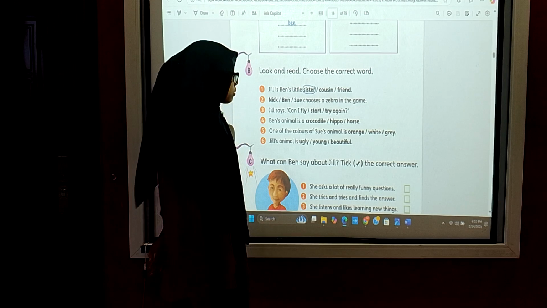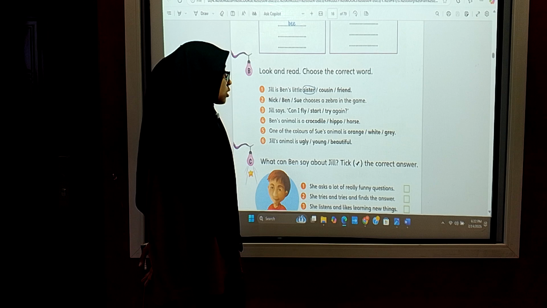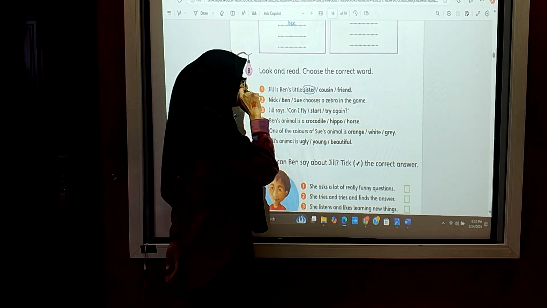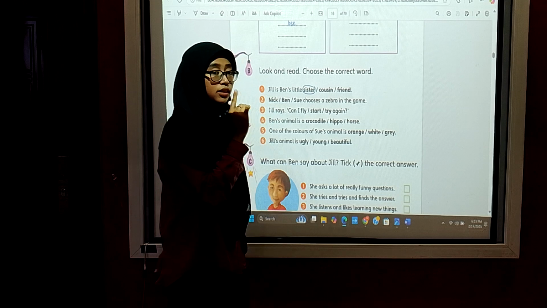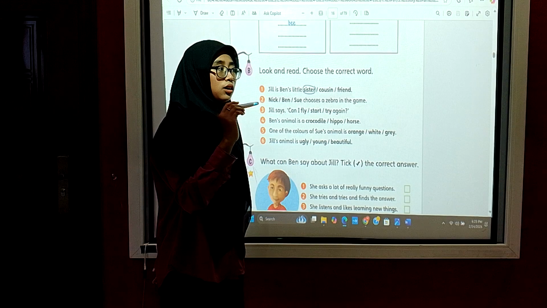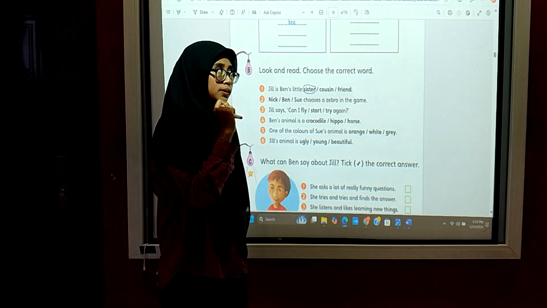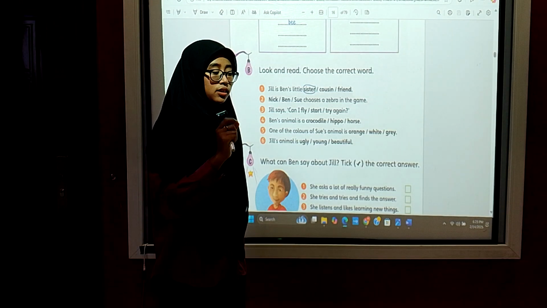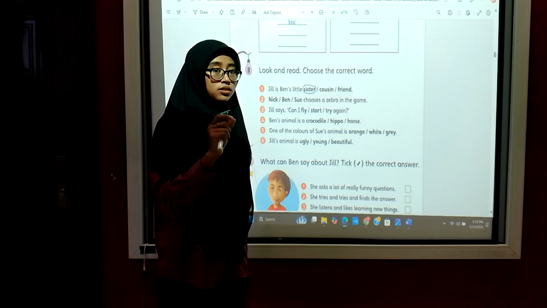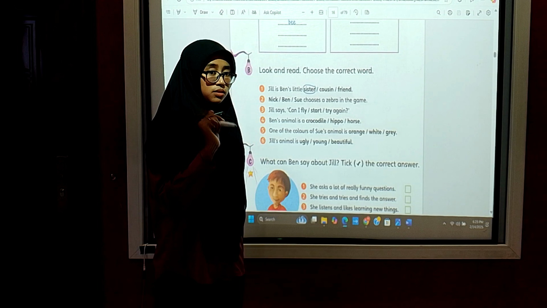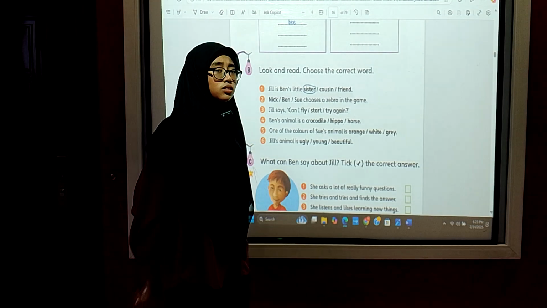Number two, how do you explain to the students? Okay, Ben chooses a zebra in the game. So who chooses the zebra in the game? You have to find the word zebra first. They have to scan the story, like reading fast, and then find the word zebra, and then they will find the answer.